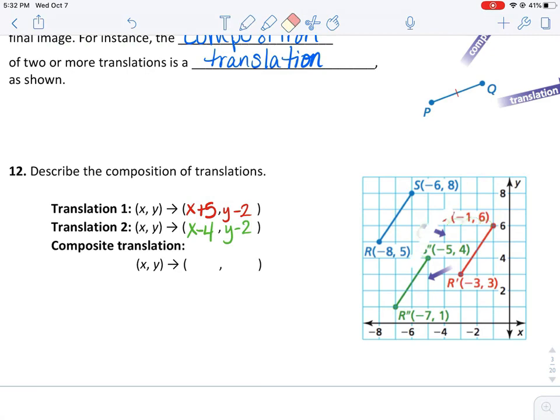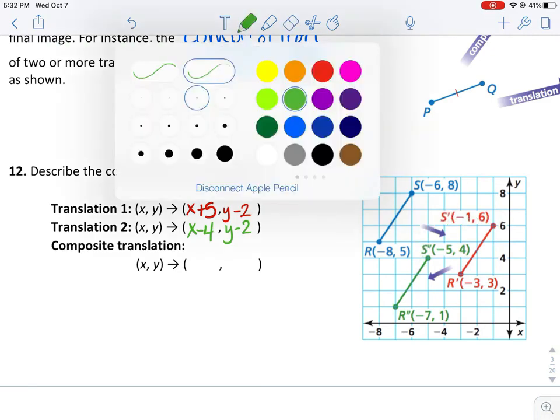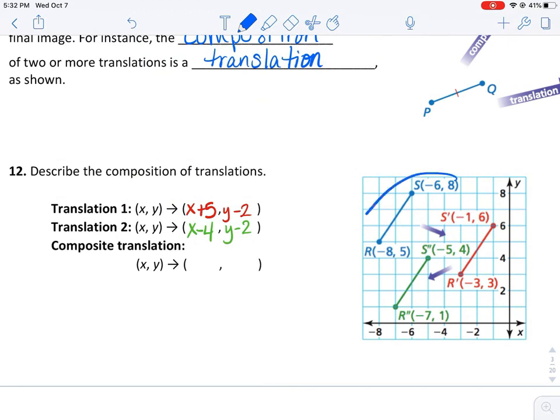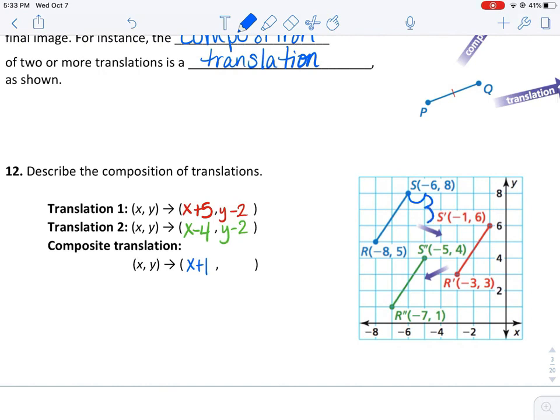And so now we're going to try and see if it's possible. Could we have just moved from this original pre-image in blue, segment SR, to the final image, the green, S double prime, R double prime? I've got 2 ways to do that. I'm going to show you the bunny hops first because that's what a lot of us are comfortable with. It looks like we just bunny hopped right 1. So X plus 1. And then let's bunny hop down. So we're going down 1, -2, -3, -4. So Y minus 4.